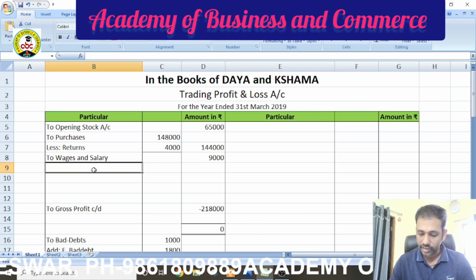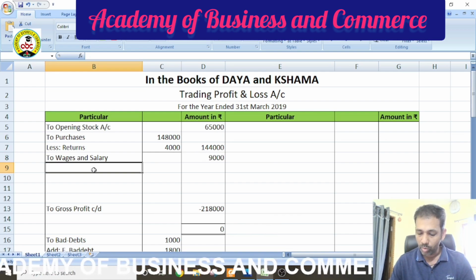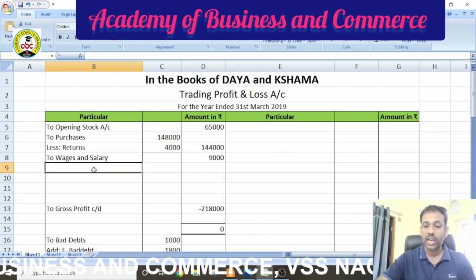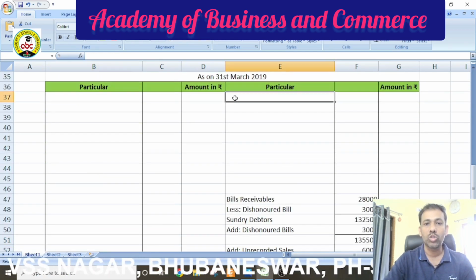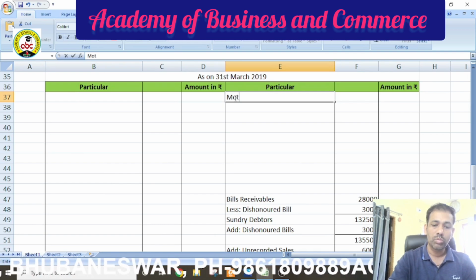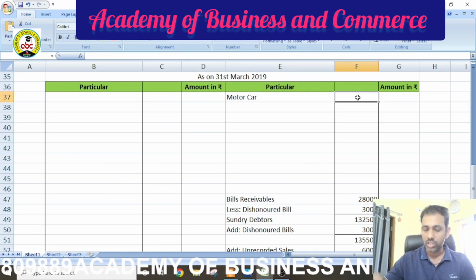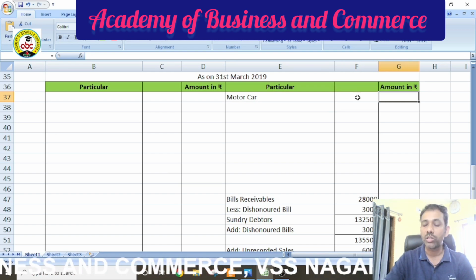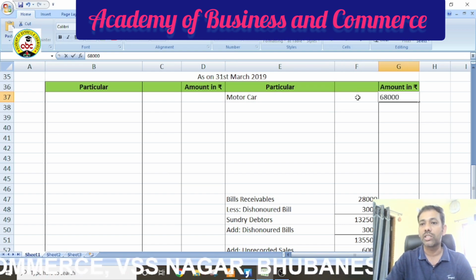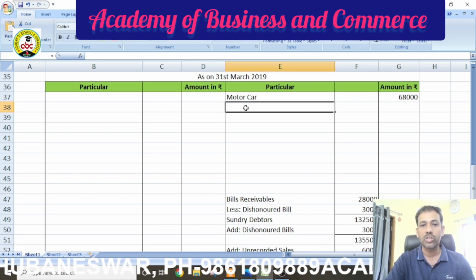Sundry debtor already treated, bad debt already treated, purchases already taken. Then motor car. So motor car is the asset which you have to take into the balance sheet asset side. There is no adjustment. Motor car amount is 68,000, which you have to take directly in the outer column, because there is no depreciation. Then machinery. Machinery also has depreciation.